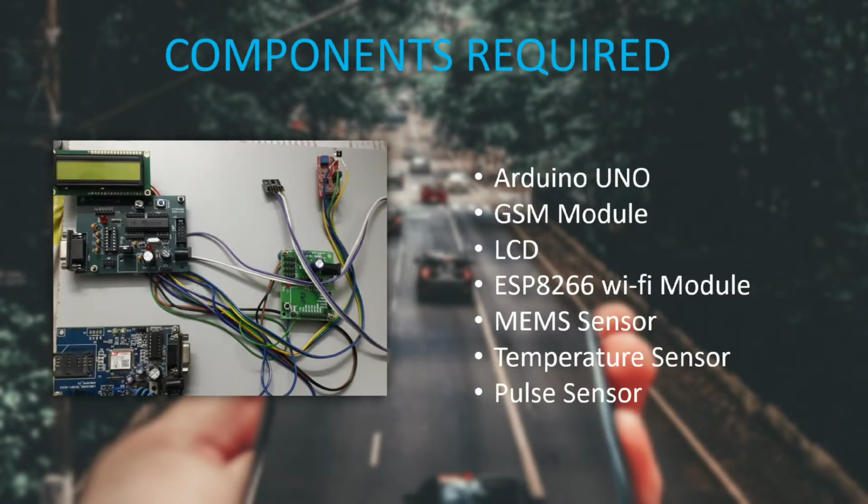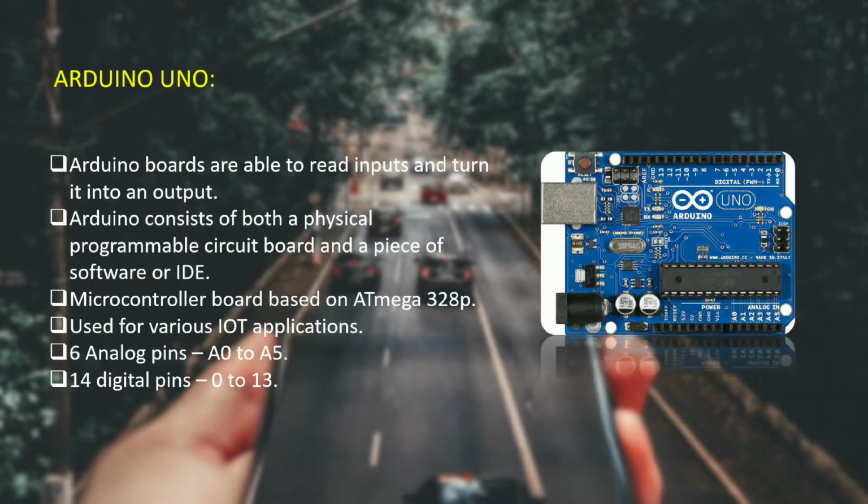The components required for the accident detection system are Arduino UNO, GSM Module, LCD, ESP8266 Wi-Fi module, MEMS sensor, temperature sensor and a pulse sensor. Now let's see what is Arduino UNO. Arduino boards are able to read inputs and turn them into an output. Arduino consists of both a physical programmable circuit board and a piece of software or IDE.